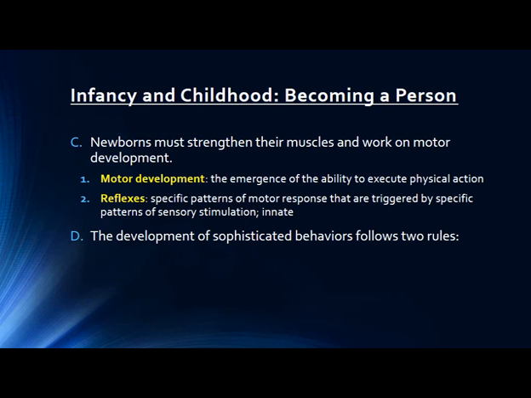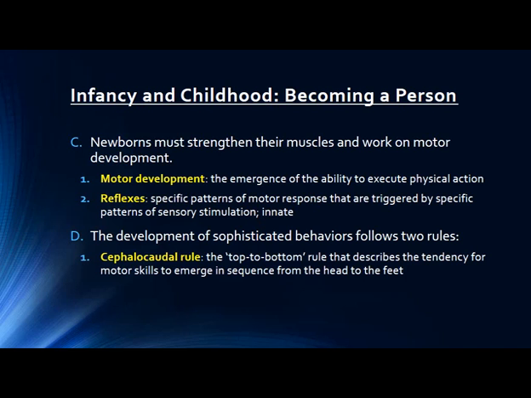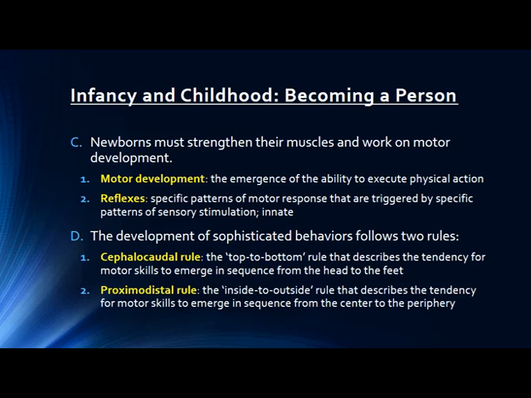They then start to develop more sophisticated behaviors as they get older, and they follow two specific rules. The cephalocaudal rule, which is a big, long word for top to bottom, basically describes the tendency for motor skills to emerge in sequence from head to feet. So they start with facial expressions, and move to hand movements, and then eventually grabbing things, and then eventually they get to the point where they can walk.